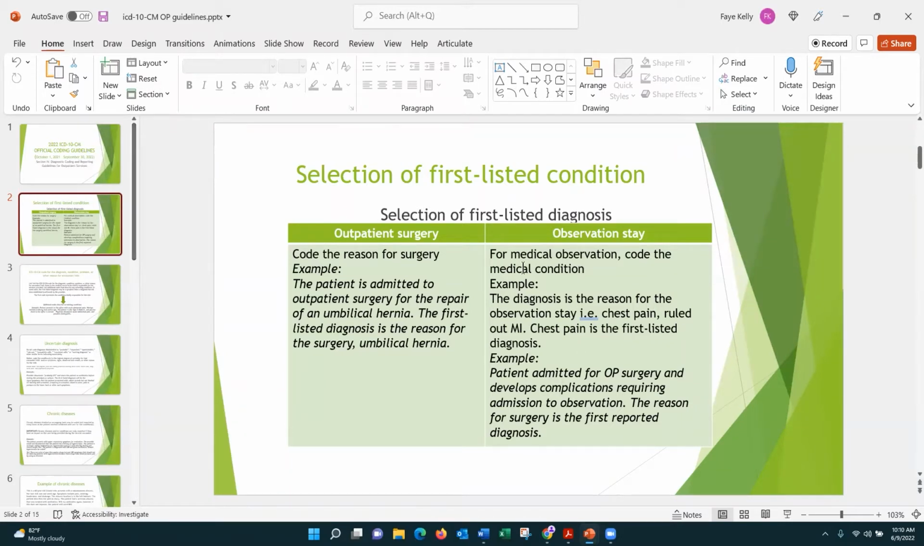The example that I use for medical observation, code the medical condition. The diagnosis is the reason, such as the chest pain, rule out MI. And then I used an example here of a patient admitted for outpatient surgery who develops a complication requiring admission to observation. The reason for surgery is the first reported diagnosis, which is what I just read from your guideline.